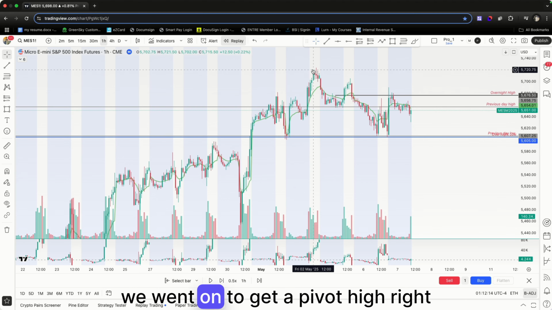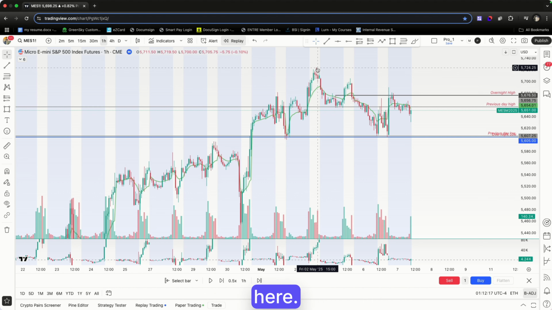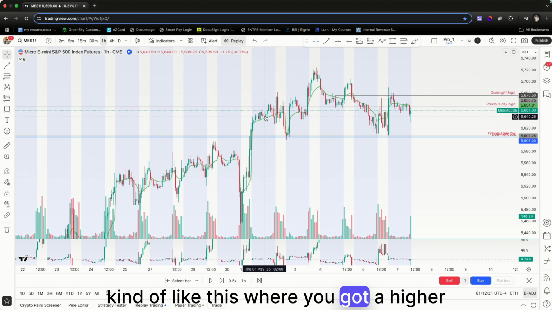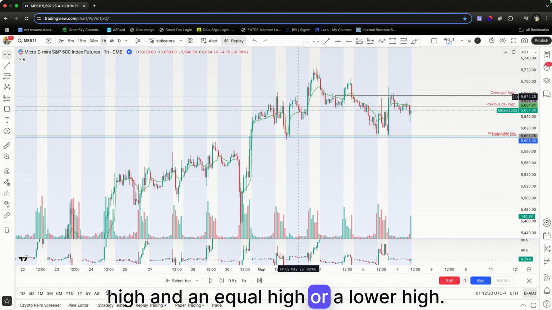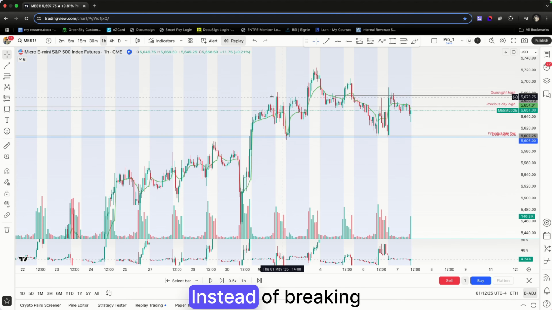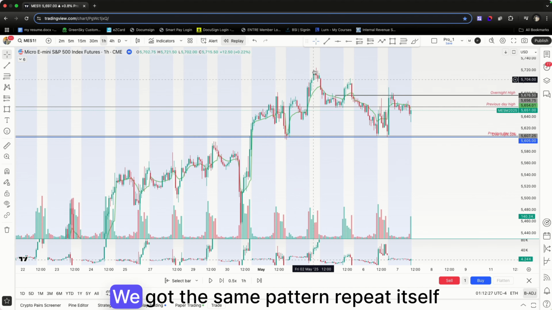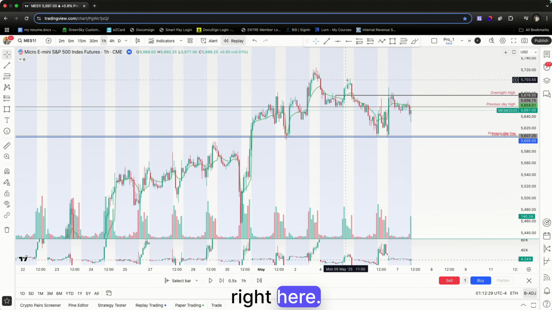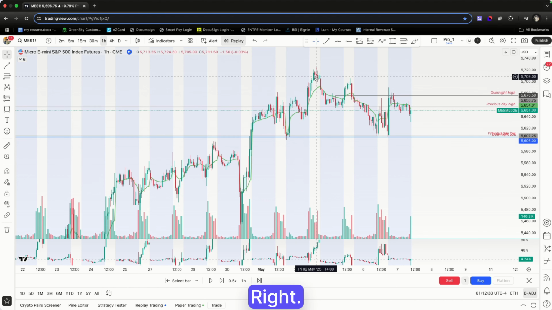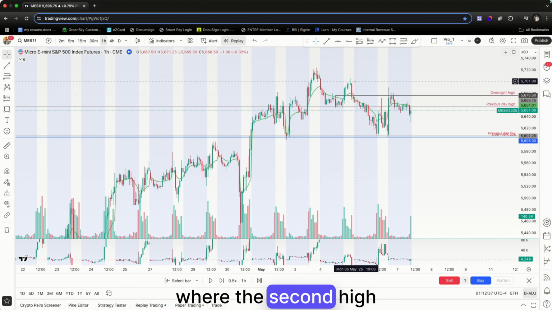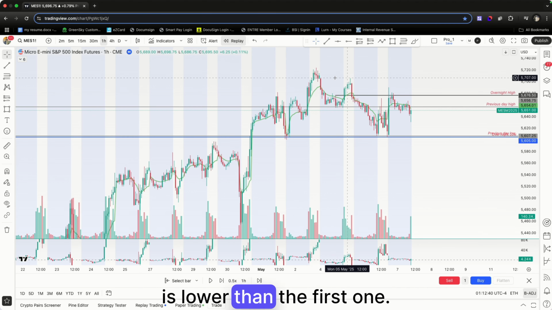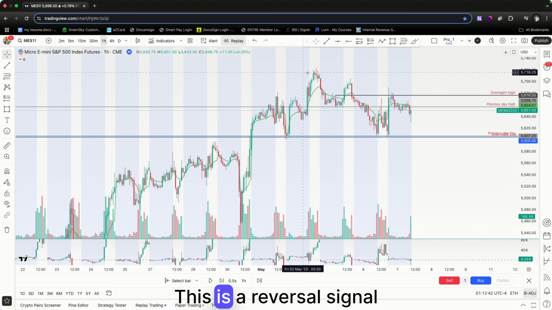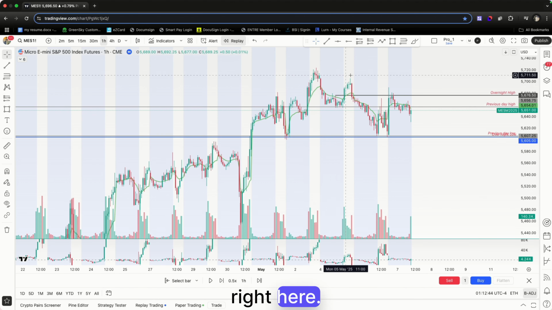Then we went on to get a pivot high right here, right? So kind of like this, where you got a higher high and then an equal high or a lower high instead of breaking, right? We got the same pattern repeat itself right here. So that, to me, tells me that this is a double top where the second high is lower than the first one. This is a reversal signal right here.